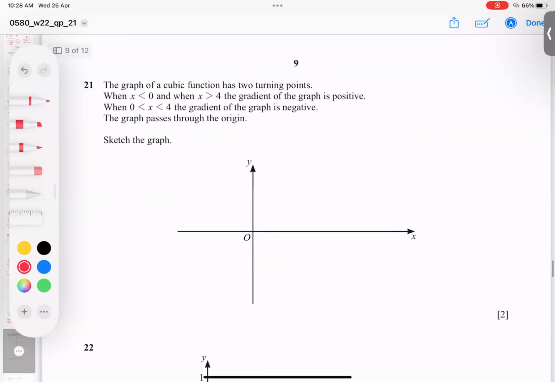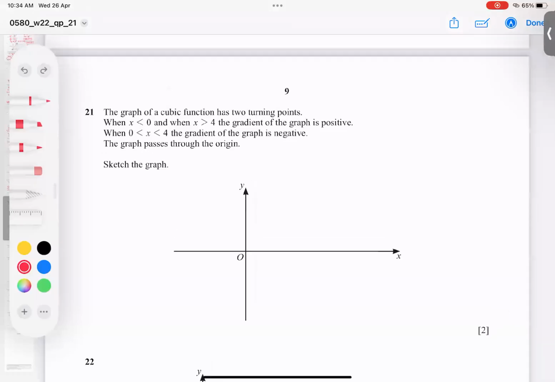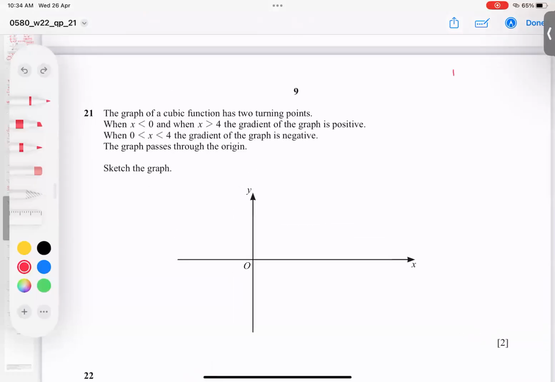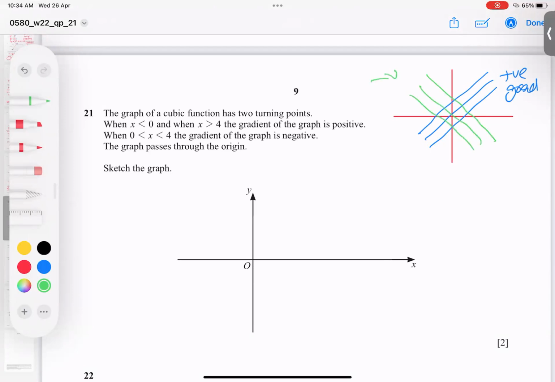Question number 21. In question number 21, what we have is a situation here. First of all, students, you must know one thing that is very, very important, that whenever we have this kind of concept, we must know all these lines have a positive gradient. So don't forget it. And all these lines, I'm going to make it for you, have a negative gradient. This is a very, very important criteria.